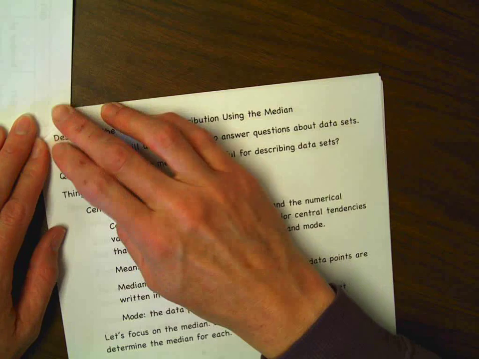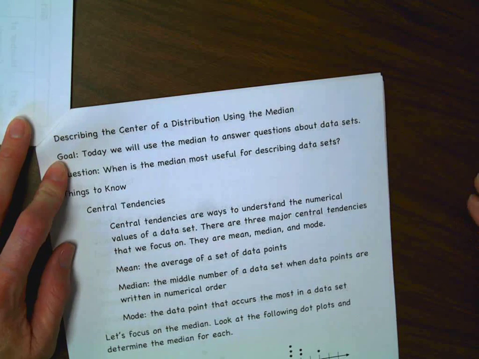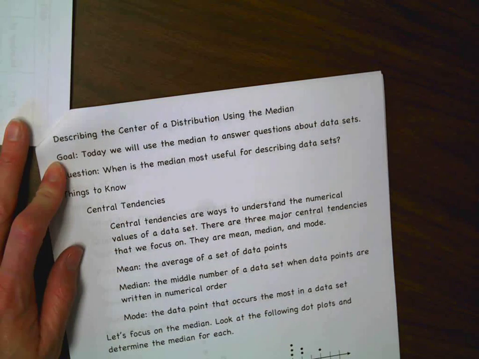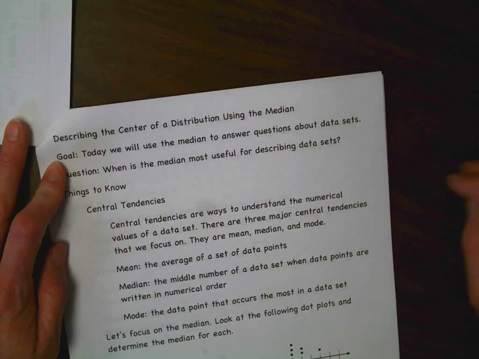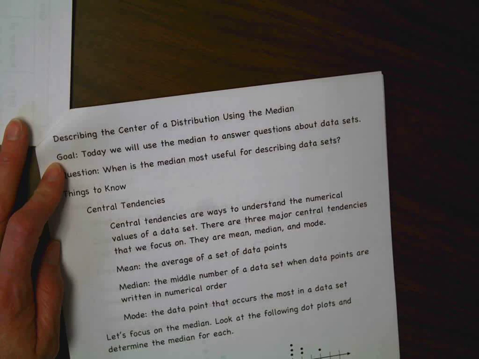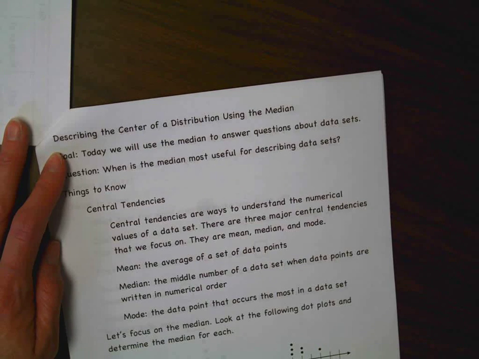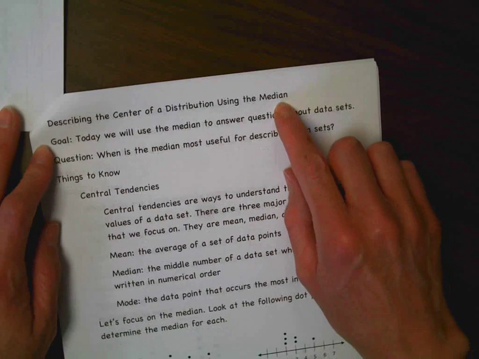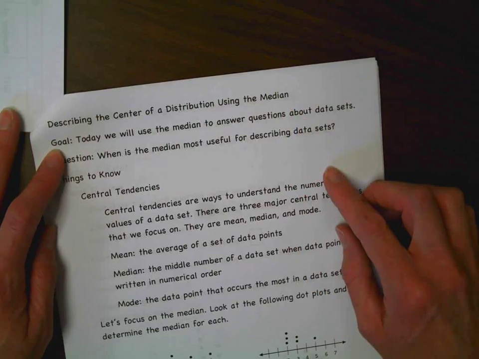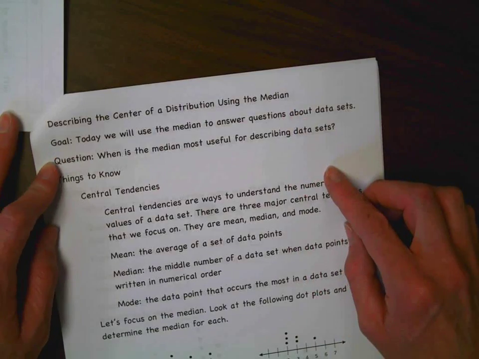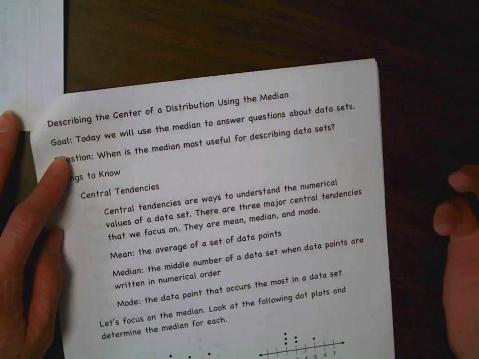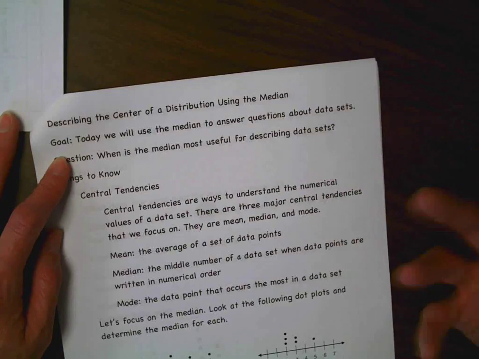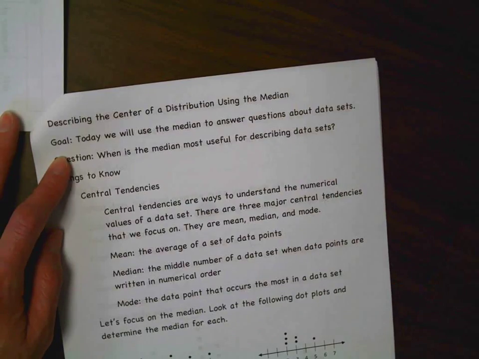You have been spending the last couple of weeks talking about the mean and figuring out what the distribution of that is. And so now we're going to add another central tendency to our list of knowledge, and it's called the median. Our goal for today is we will use the median to answer questions about data sets. There's more than one way to find the center of a group of data. You know about the mean, and now we're going to learn about the median.